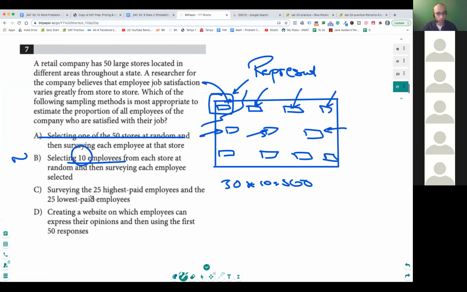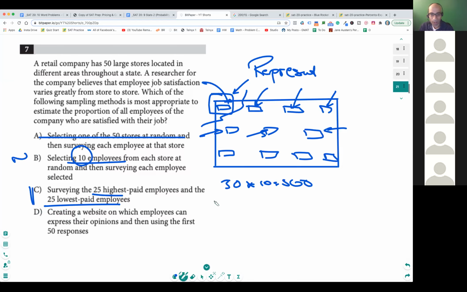Okay, now surveying the 25 highest paid employees and 25 lowest paid. So can someone please tell me, yes, Soli, I like that. Data is too concentrated. You can say that as well. Okay, so can you please tell me why C is incorrect? By the way, the answer is B, but let's see, why do you think C is incorrect? Very good, Pranati.